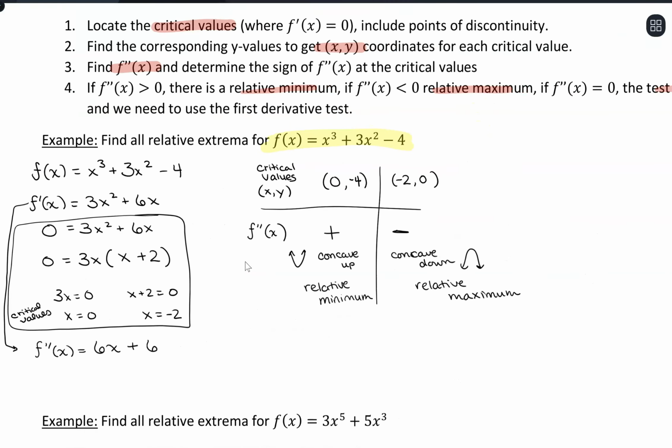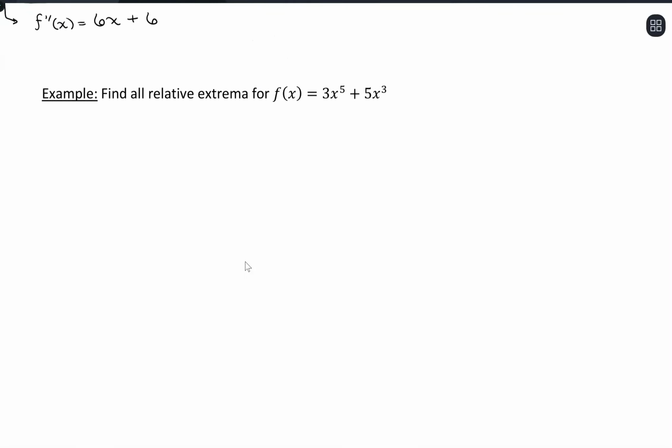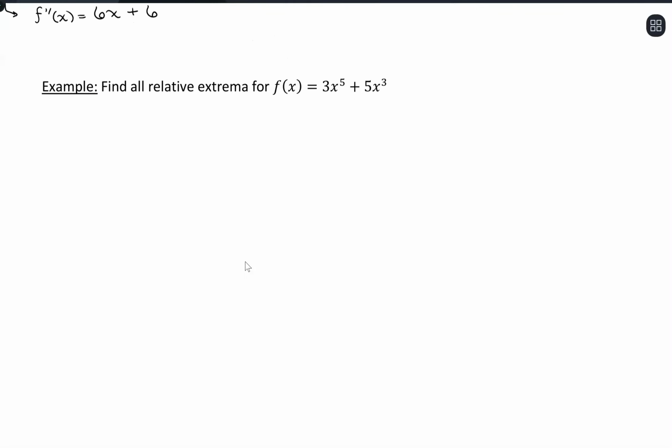So that process: get those critical values, and then you can get the actual coordinates at those critical values, then evaluate the second derivative at those points. And positive versus negative will give you that general shape, which will tell you whether it's a minimum or maximum. Let's go ahead and do one more since I love the second derivative test so much.